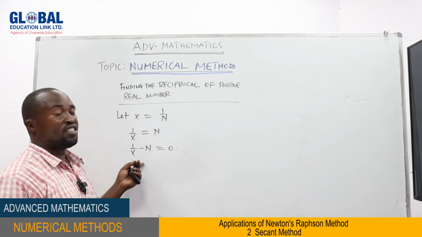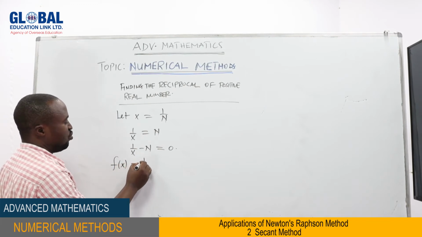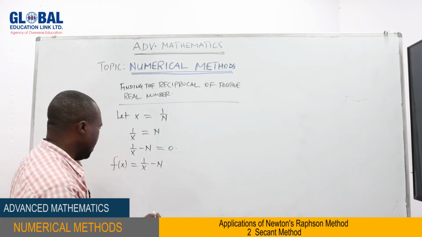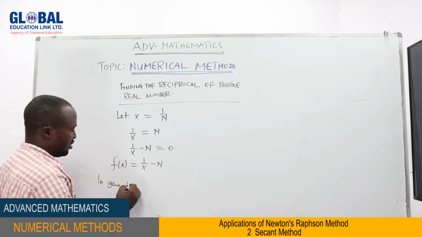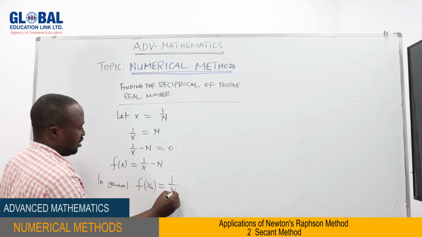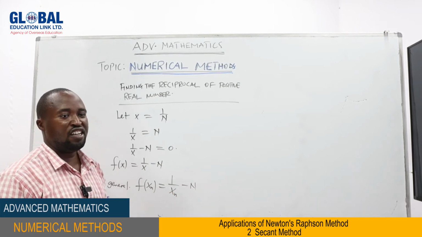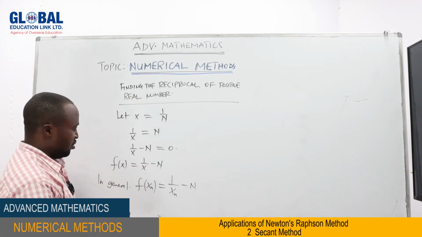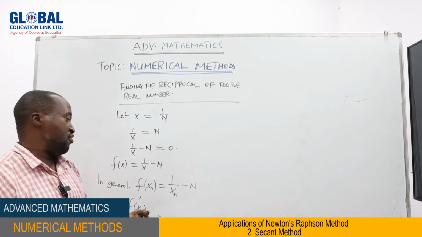Now again, call this our function. That is, let f of x is equal to 1 over x minus n. That is your function. But in general, you can write this as f of xn is equal to 1 over xn minus n. So this is our general function of finding the reciprocal of the given positive real number. Now, we can find the derivative of our function.